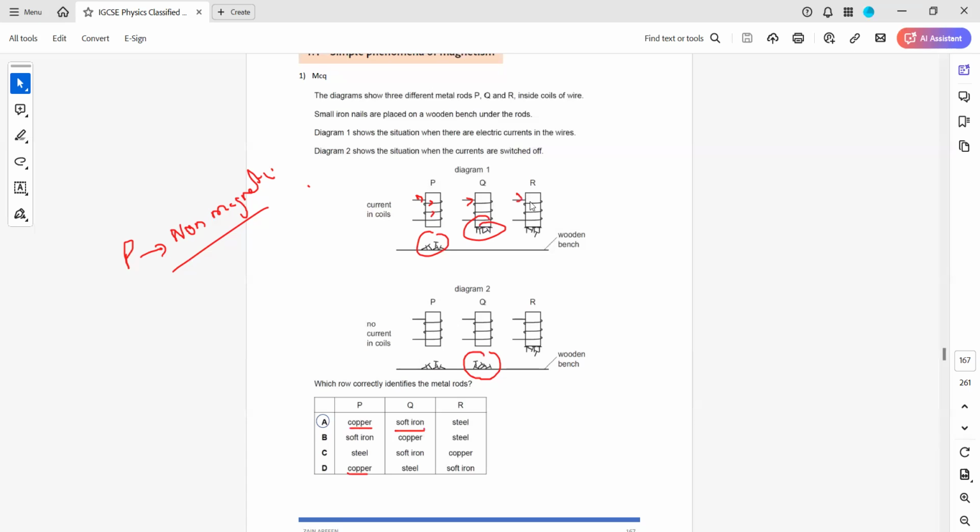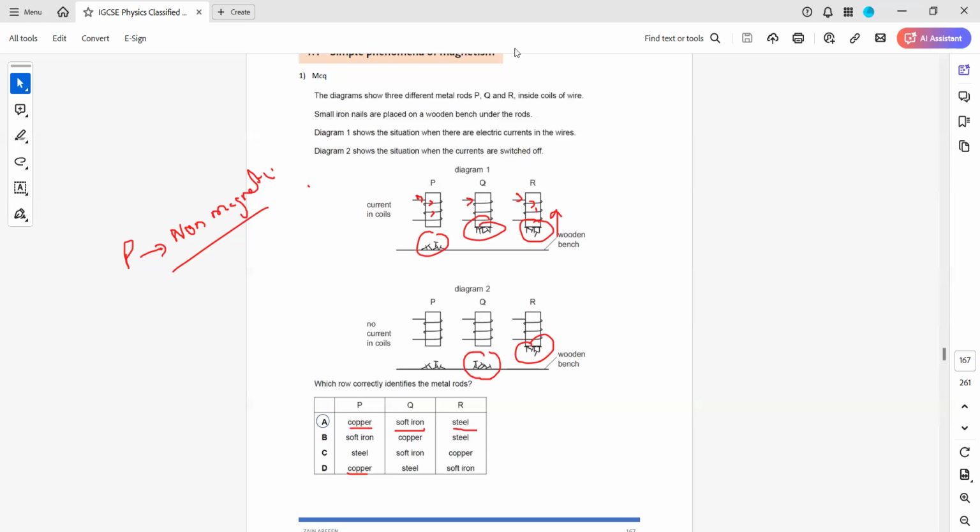And when we were passing the current, R is attracting the iron nails. And once the electricity is cut off, the iron nails are still attracted. It means it remains magnetized for a longer period of time, or it is a hard magnetic material. So which is a hard magnetic material? Steel is a hard magnetic material. So a hard magnetic material remains magnetized for a longer duration of time.